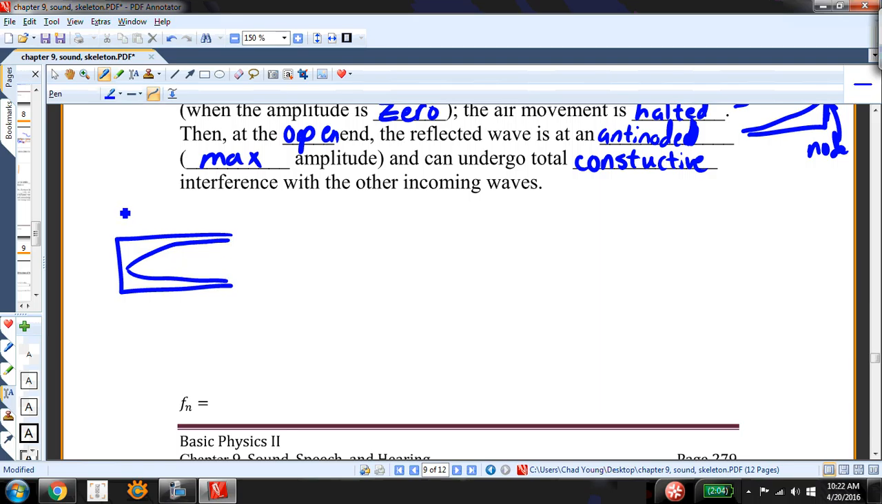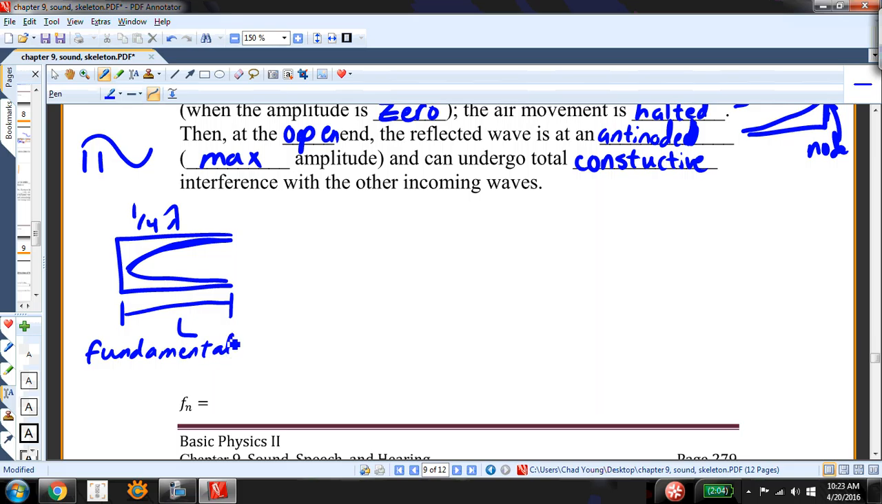This is when the length of the tube here is equal to 1/4 wavelength. Remember, a wavelength is this. So here I have from here to here. Notice my wave goes only through 1/4 wavelength. This is called the fundamental tone. It's the lowest frequency tone that you can get.